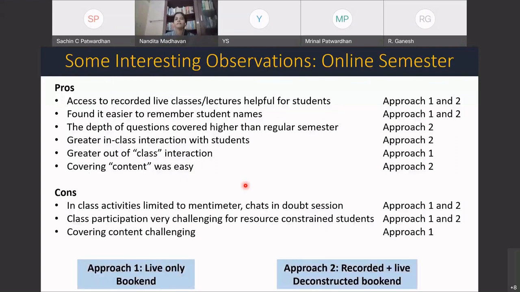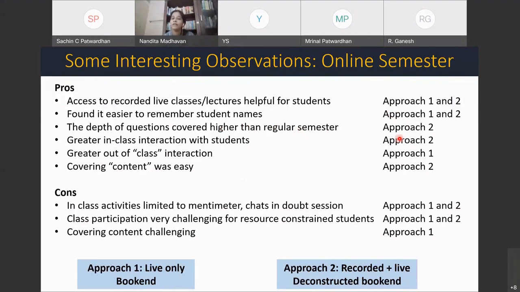These are some interesting observations that I had in the online semester. The pros: access to recorded live sessions and lectures was helpful to students in both approach one and two. I found it personally very easy to remember names. I'm terrible at remembering names; I'm good at remembering faces. Last semester, since videos were off quite a bit, remembering faces was a challenge, but names somehow stuck with me.